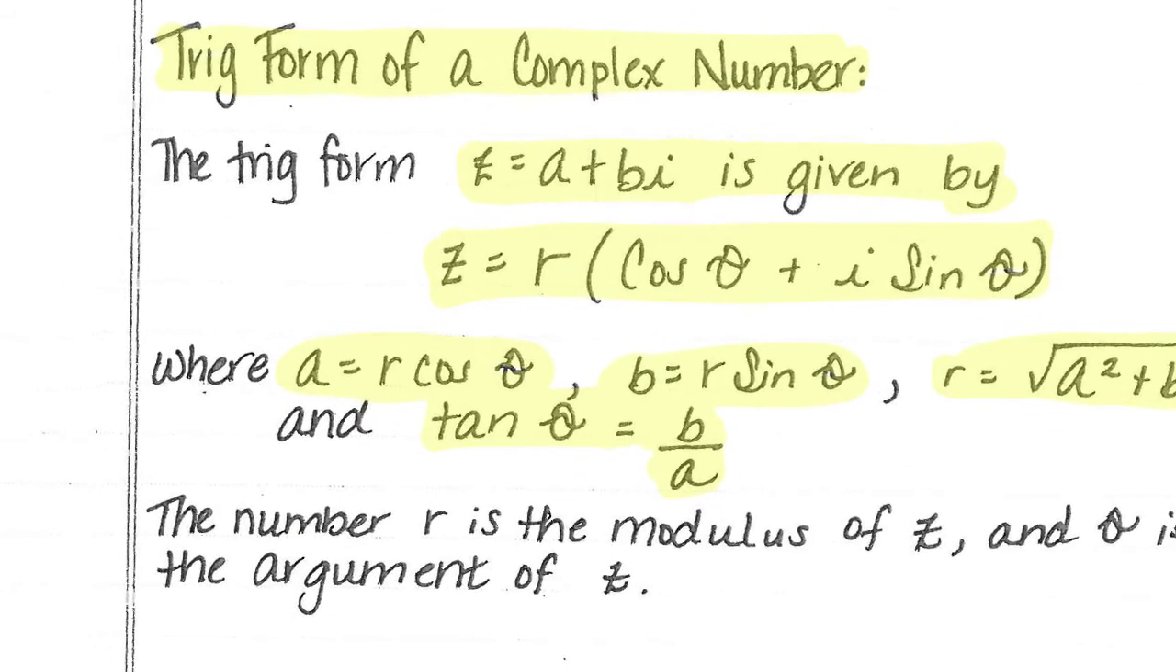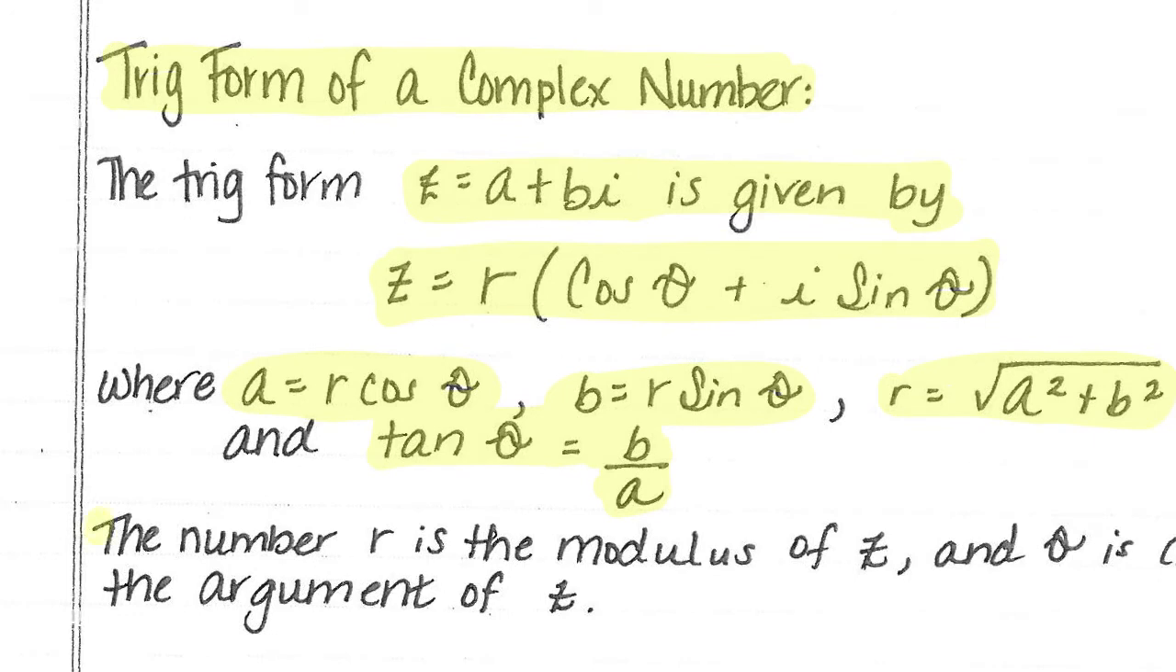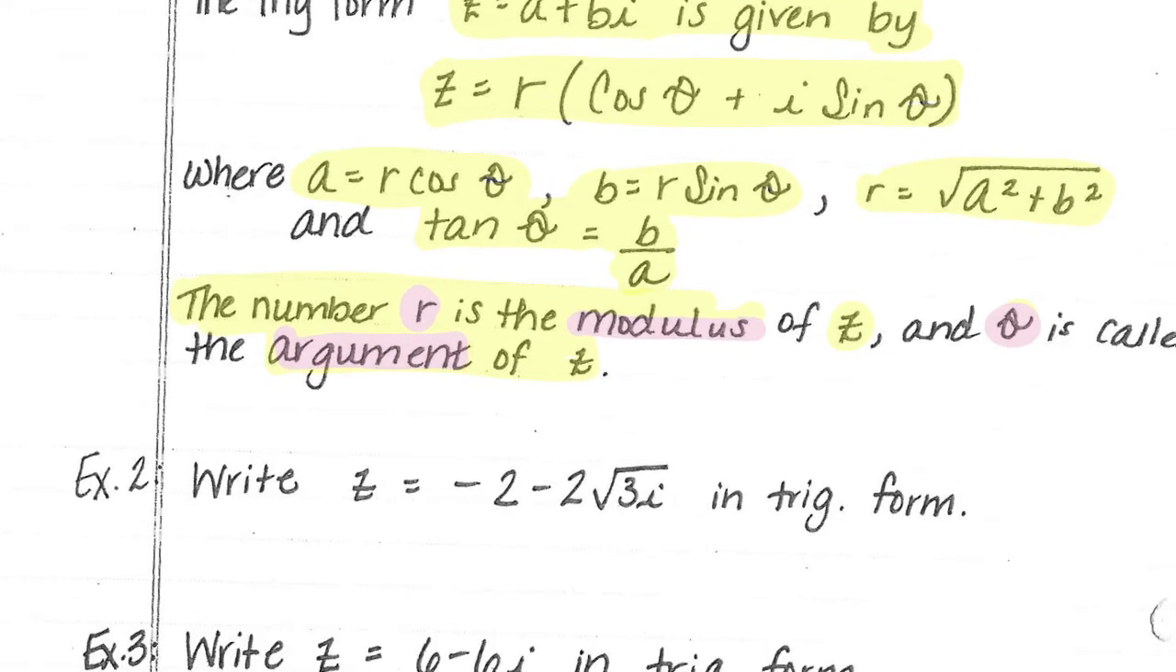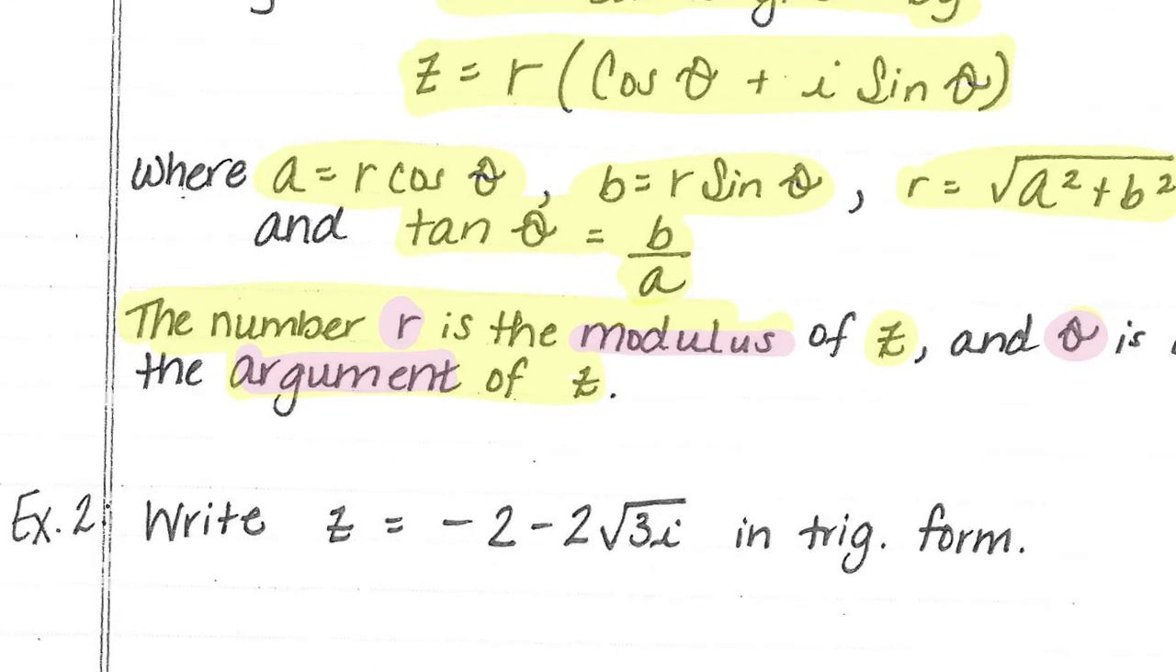The number r is the modulus of z, and theta is called the argument of z. So r modulus, theta argument. So example 2 says write z is equal to negative 2 minus 2 root 3i in trig form.